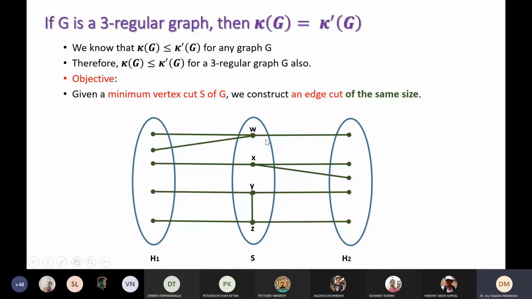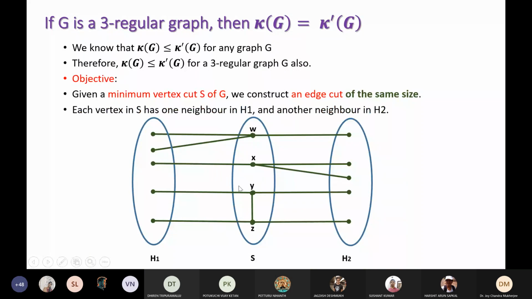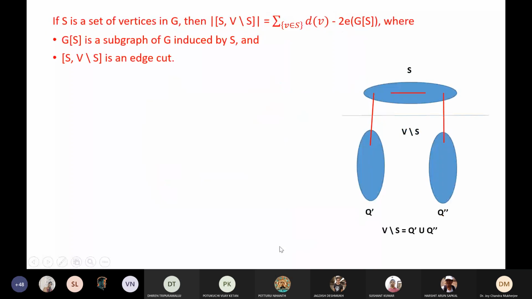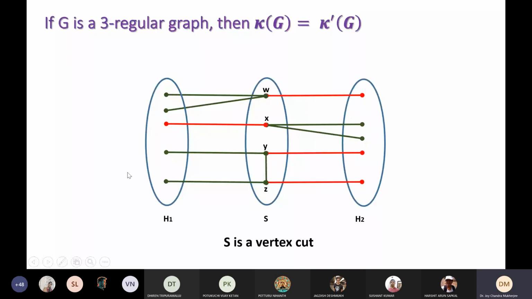Every vertex in S has one neighbor in H1 and the other neighbor in H2. Now I can create an edge cut like this. This red edge belongs to the edge cut, this belongs to the edge cut, and these two red edges are in the edge cut. So this size is also 4, and we are done. That is why for a three regular graph, chi G equals chi prime G.